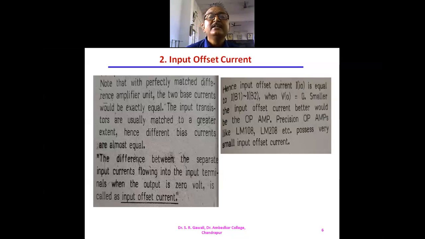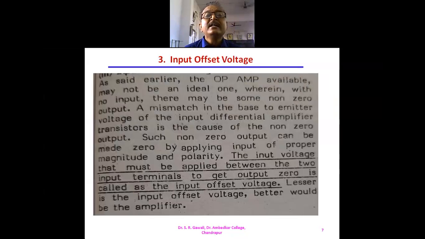Ideally it should be the 0, and therefore this is one of the parameters or characteristics of the ideal operational amplifier, that input offset current should be 0. Then the third parameter of the operational amplifier is the input offset voltage. Input offset voltage.